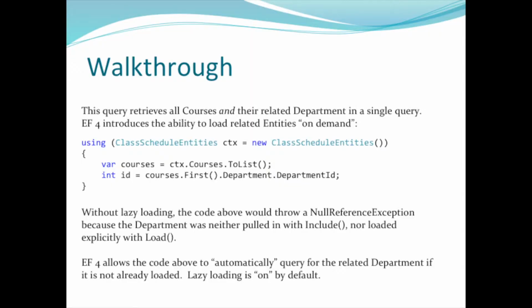In order to work off the navigational properties, you can actually go through, find the courses, get the first course you find, and get the department out of that. Notice you don't have to write any SQL to do this yourself. It just goes through and does it.